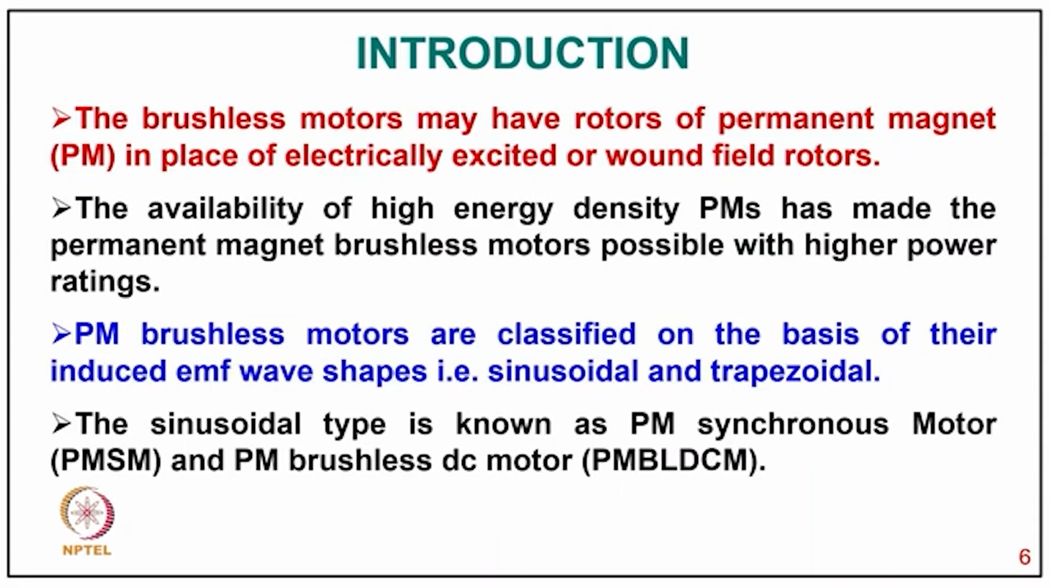And permanent magnet brushless motors are classified on the basis of their induced EMF wave shape, like sinusoidal or trapezoidal. The sinusoidal type is known as the permanent magnet synchronous motor or sine-fed motor, and the permanent magnet brushless DC motor is also known as a rectangular pole or PM brushless DC motor.